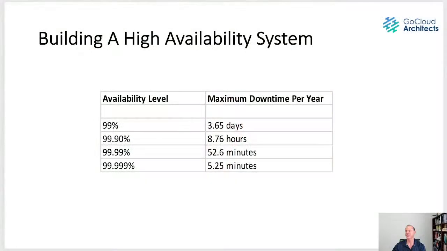So what do these numbers actually mean? Here's a chart I made for you guys to really look at it. A system that's 99% available, well, guess what? You're going to be down 3.65 days per year. I don't know any organization that can tolerate that right now.